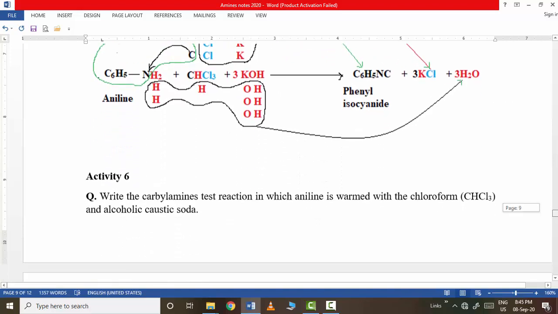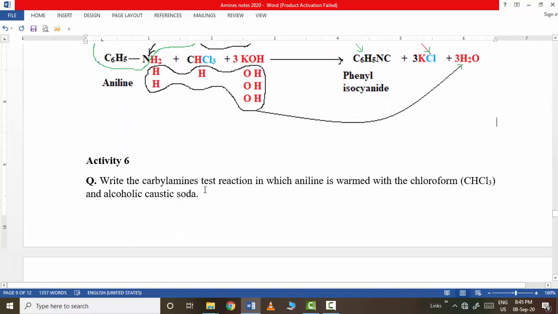So there is an activity question again. Write the carbolamine test reaction in which aniline is warmed with chloroform and alcoholic caustic soda. The alcoholic caustic soda is your sodium hydroxide. So in the place of KOH, you are going to use 3NaOH.